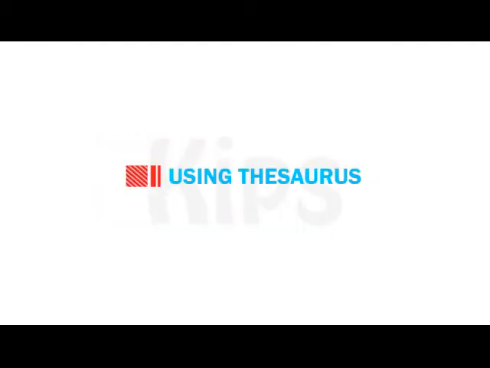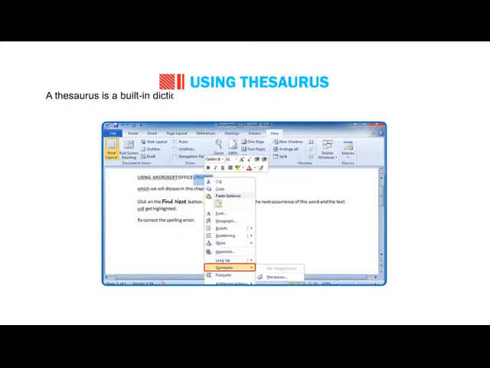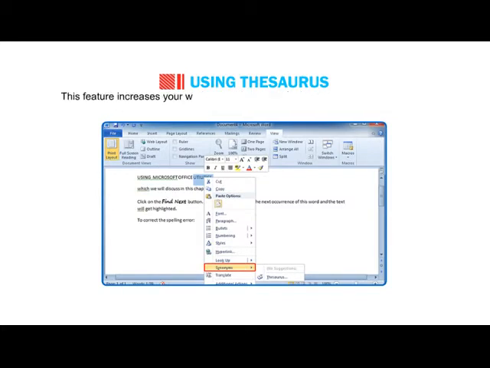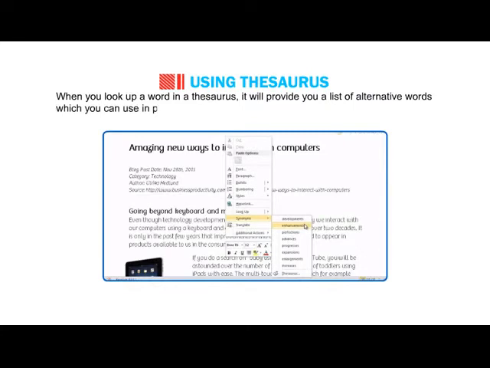Let us now talk about Thesaurus. A thesaurus is a built-in dictionary that enables you to look up synonyms, antonyms, word substitutes, and alternative spellings. This feature increases your writing abilities and vocabulary and helps you to better understand the text. When you look up a word in a thesaurus, it will provide you a list of alternative words which you can use in place of an existing word.